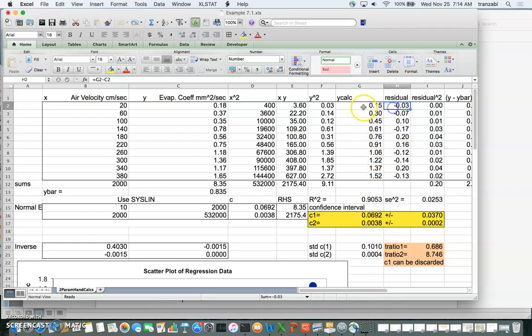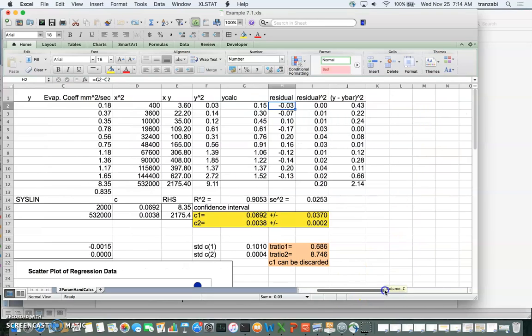Then we get the difference between the y calculated and the exact y, which is the experimental value. So that's going to be the difference between this column and this column. We can just drag this down. And so now you get the residual. Then you get the residual squared, which is nothing but yi minus y calculated, squared. And then you can sum over all of them, you get this. So this is the total error we're making, 0.2.